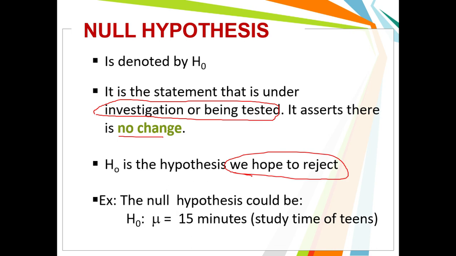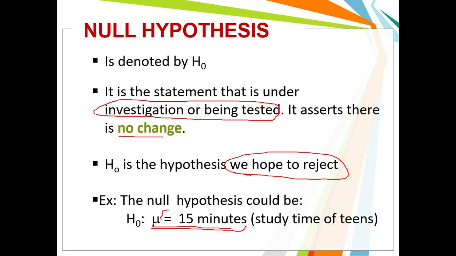We want to reject it because the purpose of a research or study is to improve or to introduce changes or improvements. So our null is a statement of no change. Whatever it is now, it stays the same. We want to reject that because we introduce something new, an innovation, or we want to assert something new. That's why our null hypothesis is the hypothesis we want to reject. So for example, our null hypothesis says that the average time of teenagers is 15 minutes.